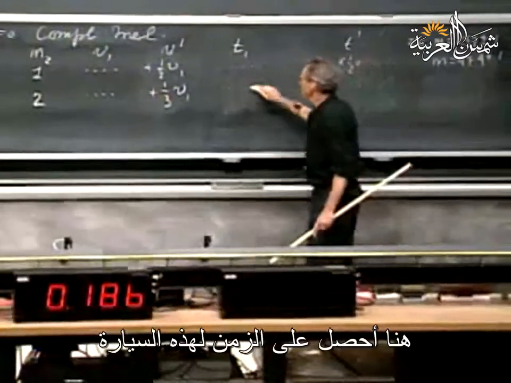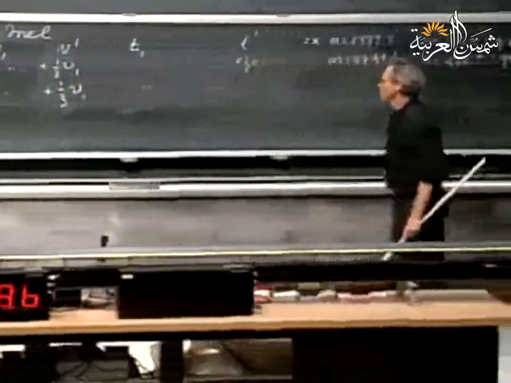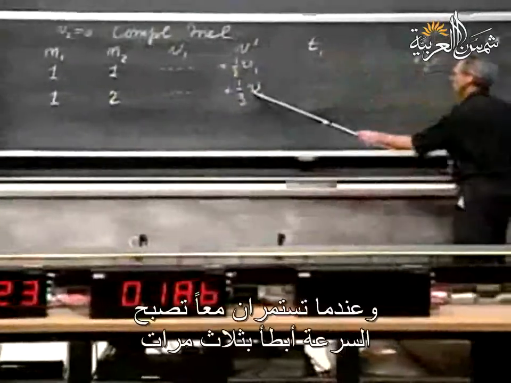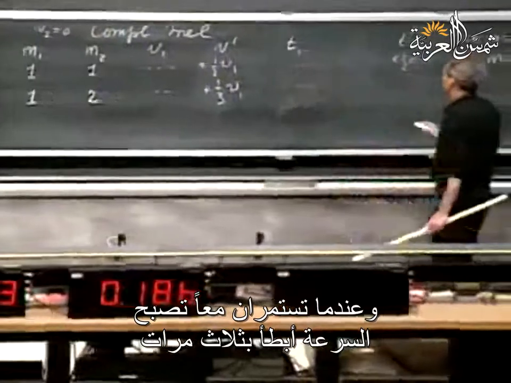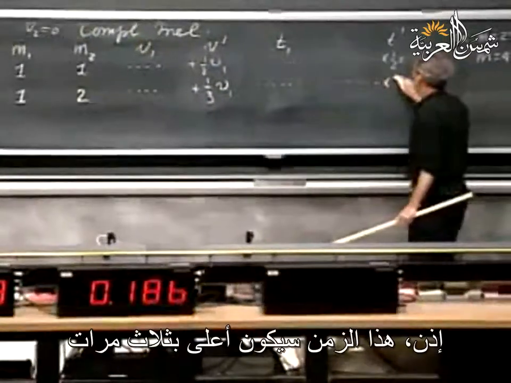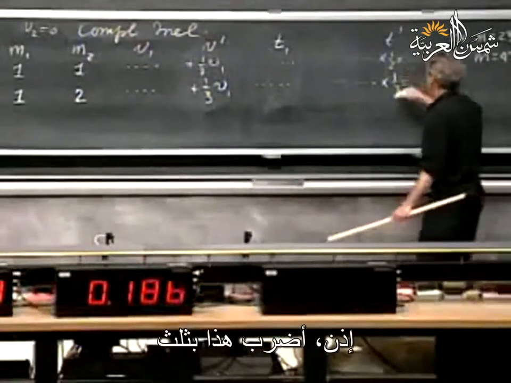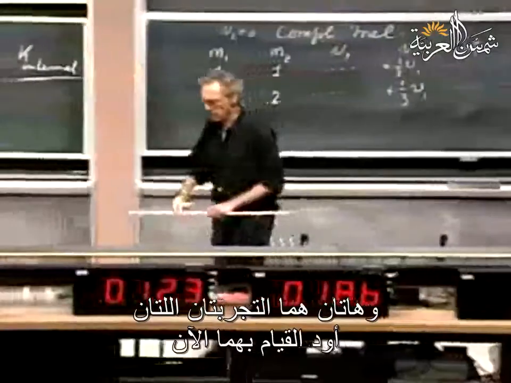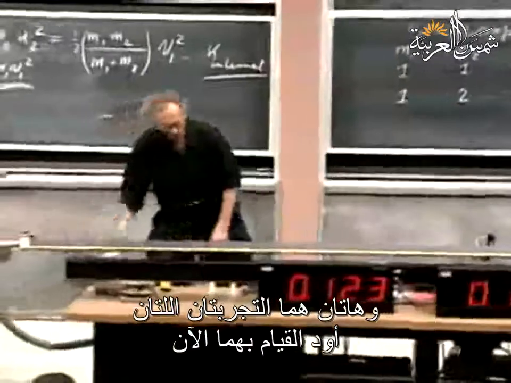Here I get the time for this car. The first one to come in gives me a certain time. When they continue together, the speed is 3 times lower, so this time will be 3 times higher. So I multiply this by 1/3, and I would like to get that time back. And those are the 2 experiments that I would like to do now.